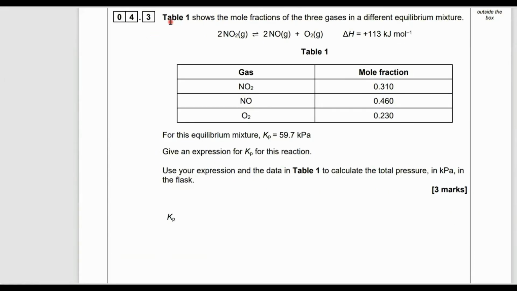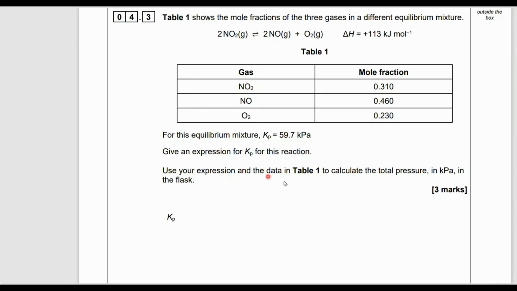Right, 4.3. Table 1 shows the mole fractions of 3 gases in a different equilibrium mixture. Okay, so we've got the same equation here, and a reminder that it is endothermic. For this equilibrium mixture, Kp is equal to 59.7 kPa. Give an expression for Kp for this reaction. Use your expression and the data in table 1 to calculate the total pressure in kPa in the flask.